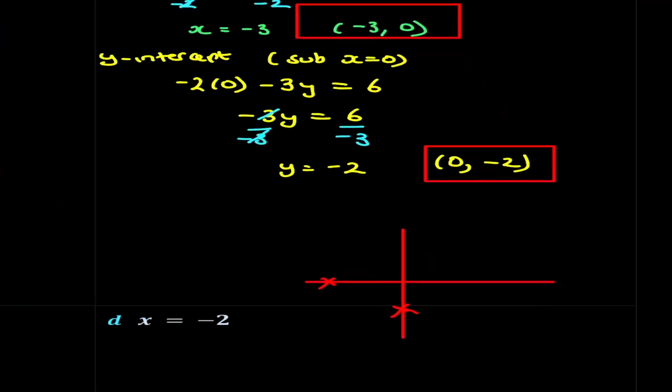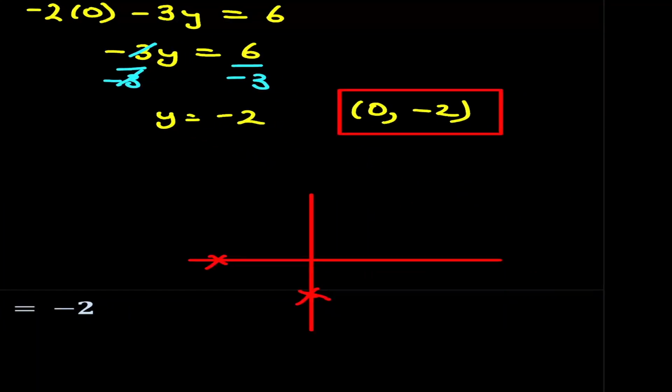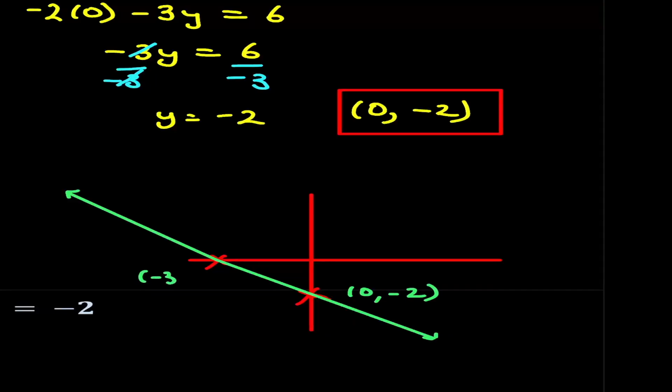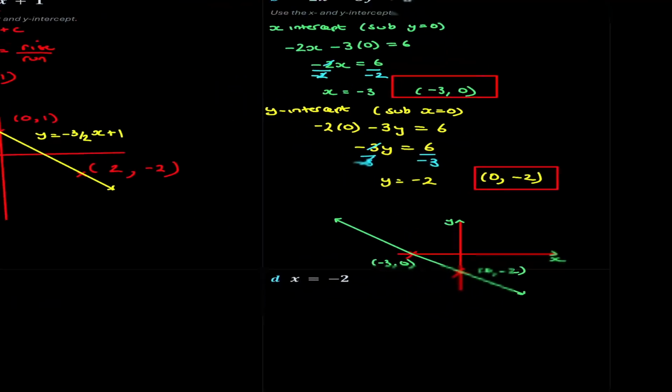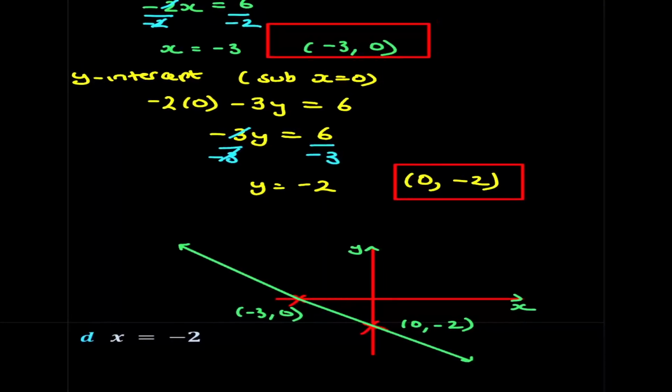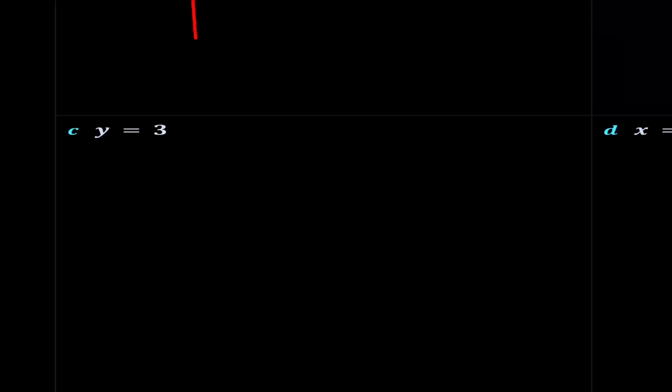So you just need 2 points to draw a line. Let's draw a line, and you should use a ruler and extend this line. And because this is a sketch, we need to definitely label our points. So that was (0, -2). This was (-3, 0). This was my x-axis. This was my y-axis. And your graph should look something like that. Very good.